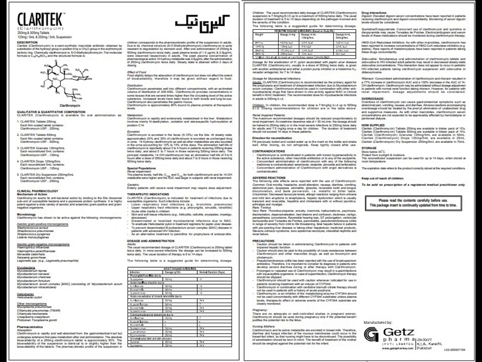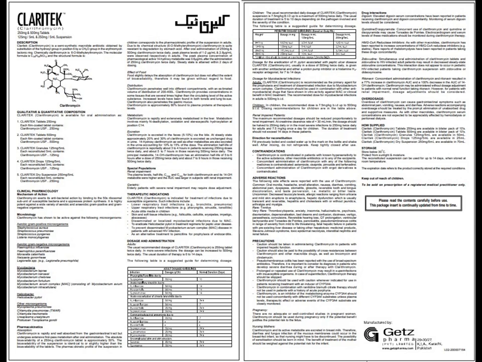Distribution. Clarithromycin penetrates well into different compartments, with an estimated volume of distribution of 200 to 400 liters. Clarithromycin provides concentrations in some tissues that are several times higher than the circulating level of the active substance. Increased levels have been found in both tonsils and lung tissues. Clarithromycin also penetrates the gastric mucus. Clarithromycin is approximately 80% bound to plasma proteins at therapeutic levels.